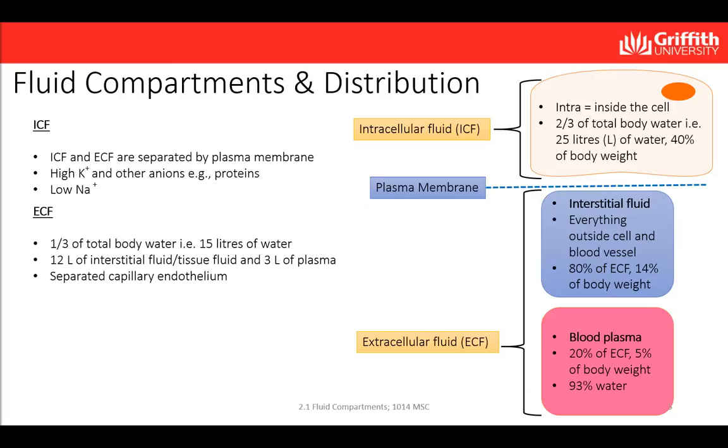1/3 of total body water, for example in a man weighing 70 kilograms, that would be 15 litres, is extracellular fluid. Out of that 15 litres, 12 litres is interstitial fluid and 3 litres is plasma. Interstitial fluid and blood plasma within the extracellular fluid compartment are separated by a thin, single layer of cells called the capillary endothelium. The capillary endothelium is a permeable membrane that allows the exchange of fluids, electrolytes, and gases. Some large molecules such as glucose and amino acids are impermeable to the plasma membrane, meaning that they can't get through.